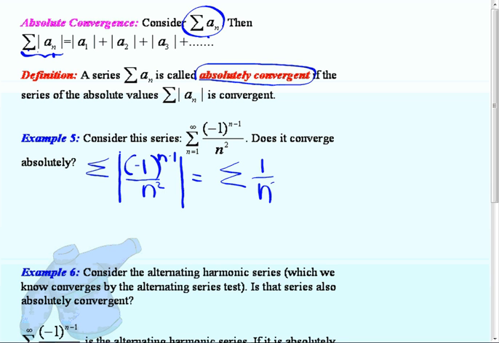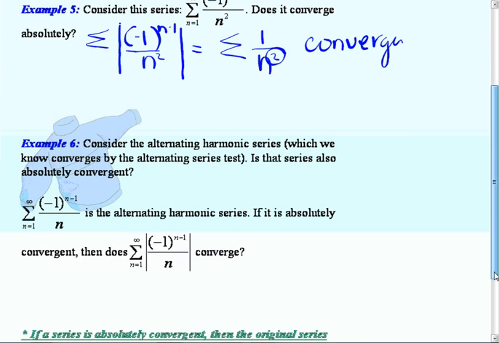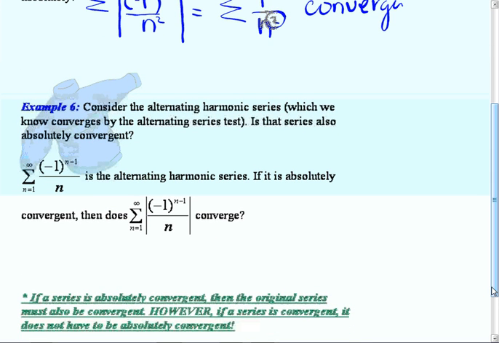Do we know if that converges or diverges? That converges because of the p-series. What's true about this exponent for it to converge? That has to be greater than 1. That's all it has to be. It could be 1.1, could be 1.0001. So what about the alternating harmonic series?